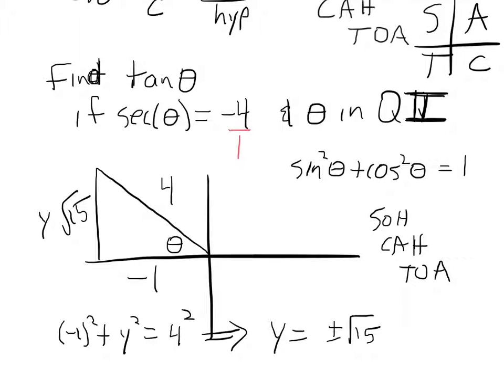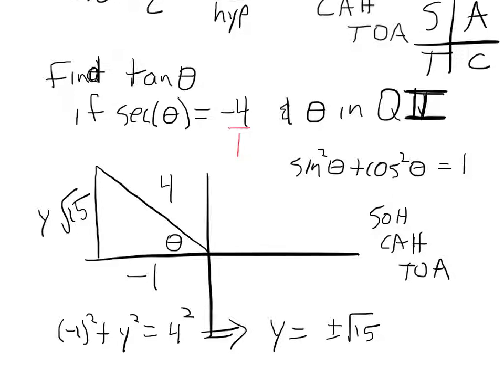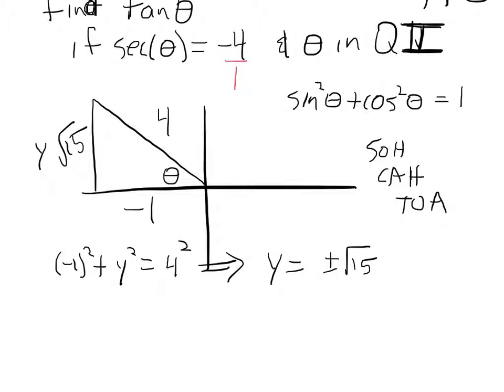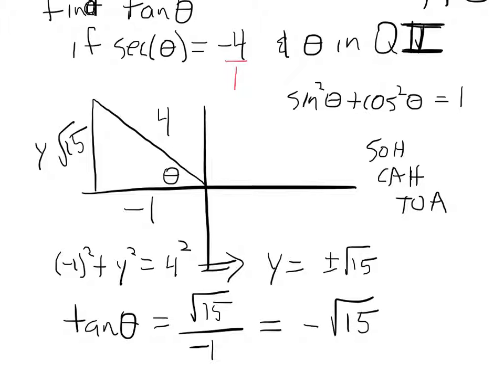Here we go. What is secant? This is all secant stuff, and we've finished. What's tangent? Tangent is opposite over adjacent. So our final answer would be, tangent theta would be opposite over adjacent, or just negative square root of 15.